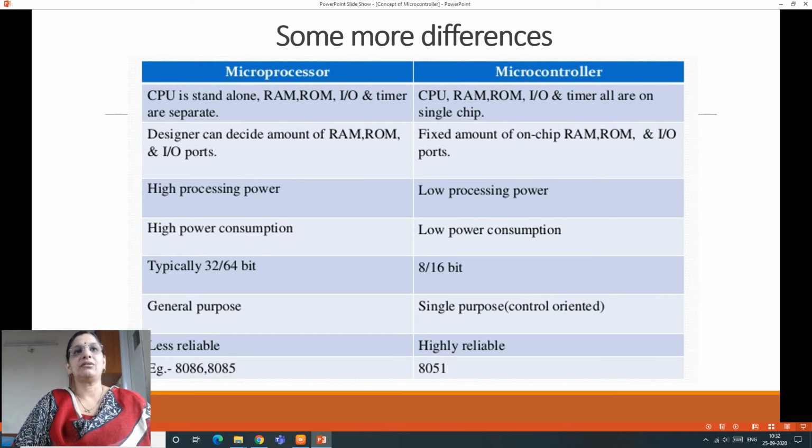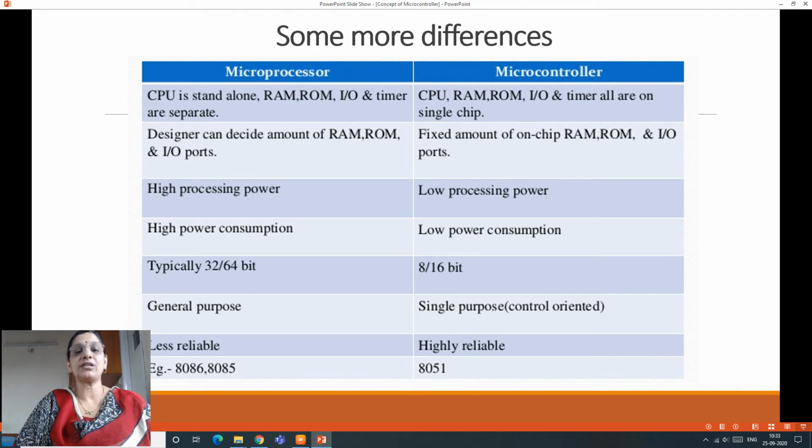The user can decide how much memory can be connected or can increase or upgrade a microprocessor system and change the system as per his memory requirements. Some small amount of external memory can be connected in a microcontroller, but still the amount of memory in a microcontroller is fixed and limited.